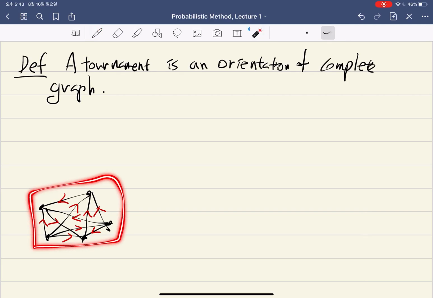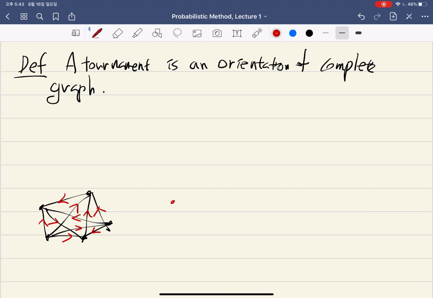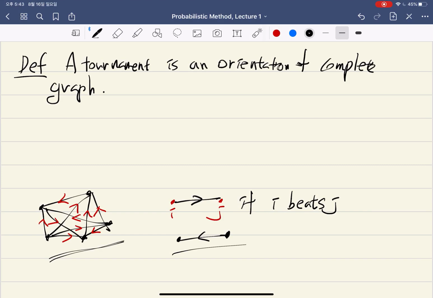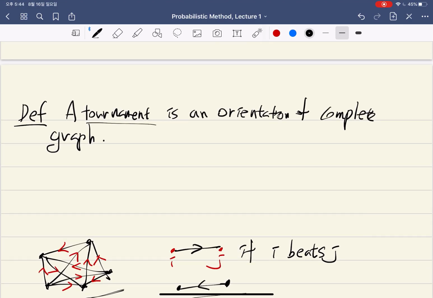Why is it called a tournament? You can consider two players, i and j, of some game, and you orient the edges in this way. If i and j play together a game, and i wins, if i beats j, then we write it this way, and the other way, if j wins. This represents the game results when all the players play each other, which is what's called a tournament. That's where the name comes from.